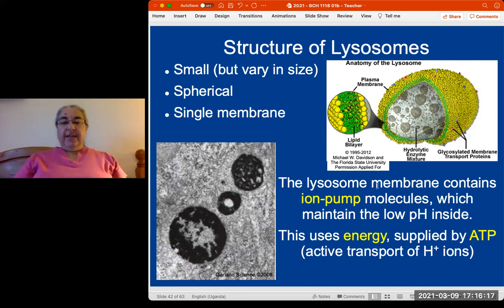So I mentioned that the inside is quite acidic. This low pH is maintained by an ion pump, which pumps ions across the membrane and keeps the pH on the inside quite low, quite acidic. This is an energy requiring process. It needs ATP, and it actively transports hydrogen ions across the membrane to give the acidic pH inside the lysosome.